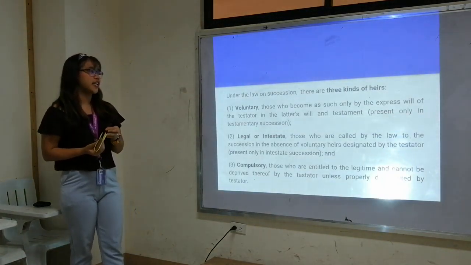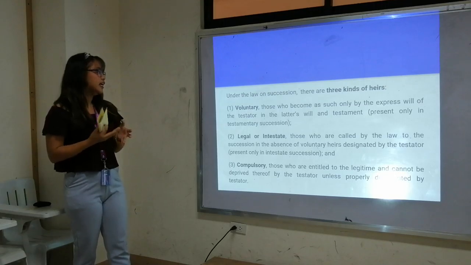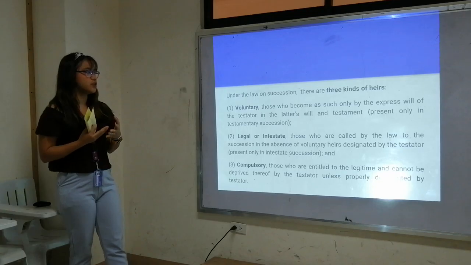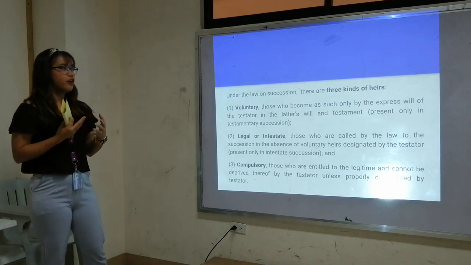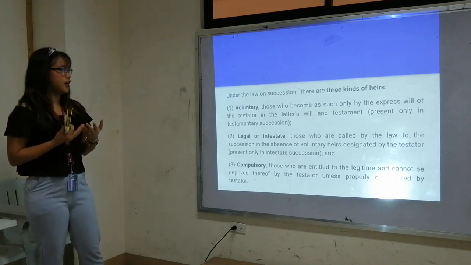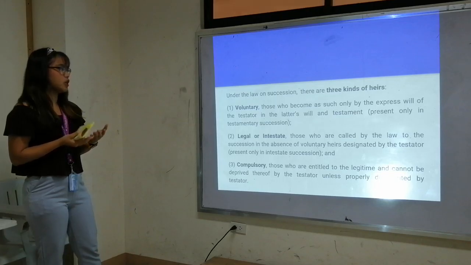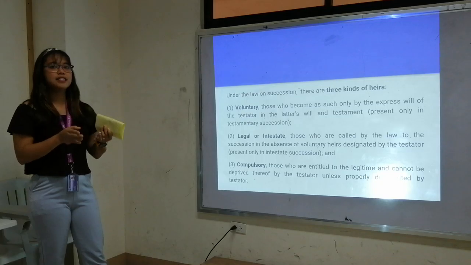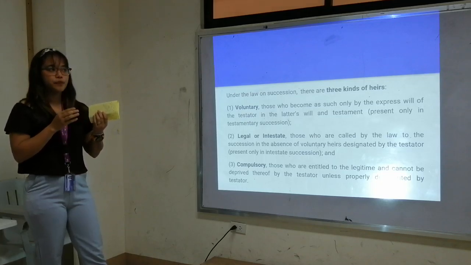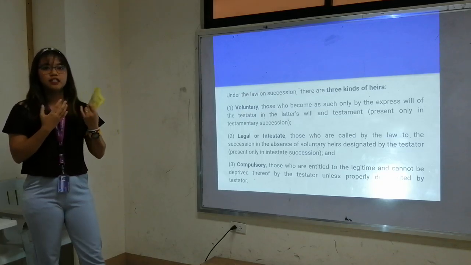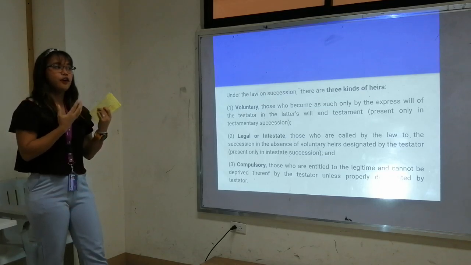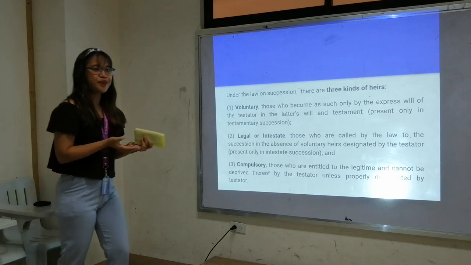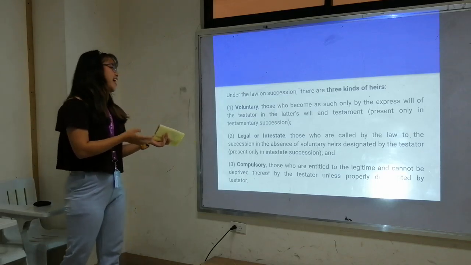Under the law on succession, there are three kinds of heirs: the voluntary, legal or intestate, and compulsory. Voluntary heirs are those who became heirs of a person or the testator in his last will and testament. Like, for example, I choose Ate Jolene to be my voluntary heir for a house in Tagaytay.